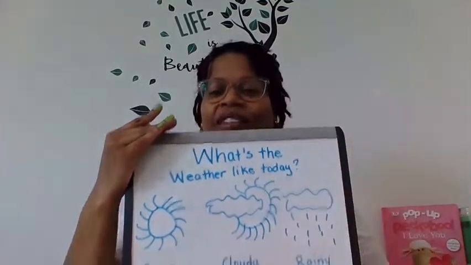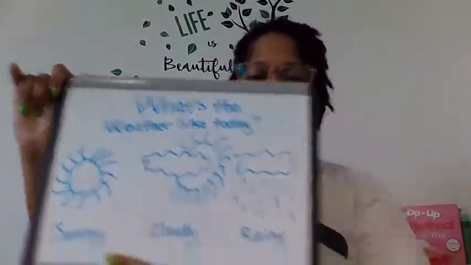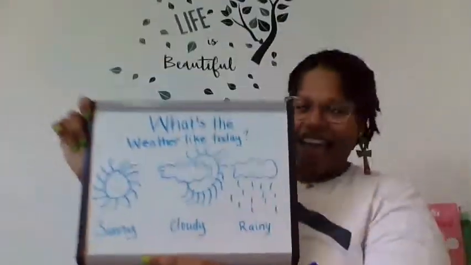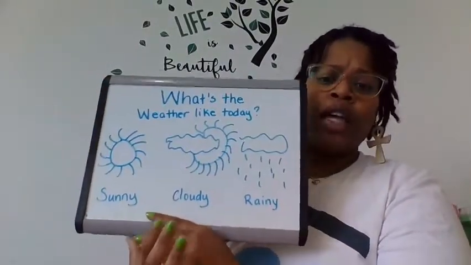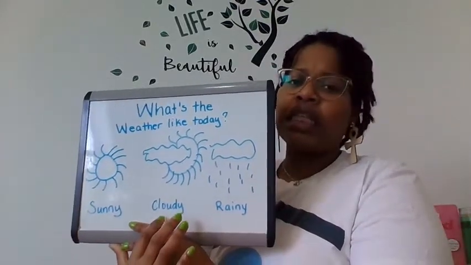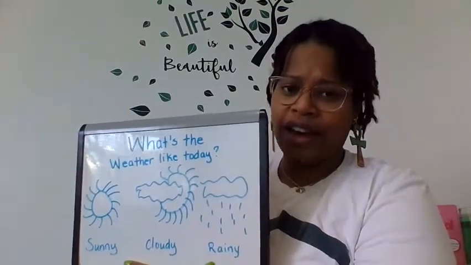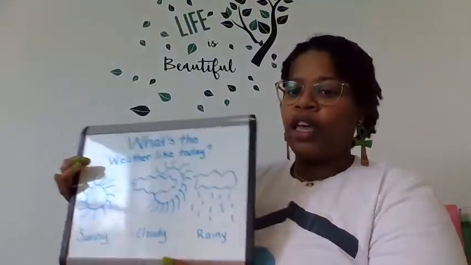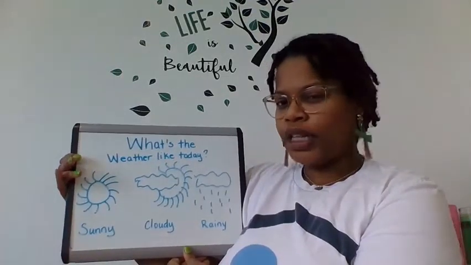All right, friends, what is the weather like today? Let's look out the window. Since Miss Ashley's at home, I can look out my window and I see that it's a little cloudy today. It's cloudy. It's supposed to rain, but we'll just say it's cloudy right now. So, let's sing a song. How do we feel when it's cloudy?